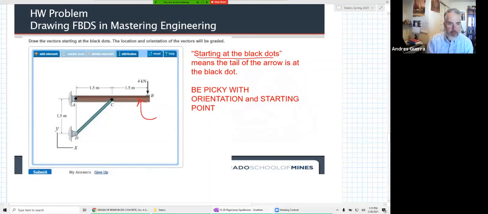Notice this D to C, how many locations does it have with forces? Only 2. It's a 2 force member. How about this rigid object, AC to B? That has 3 locations. And so that's a multi-force member.